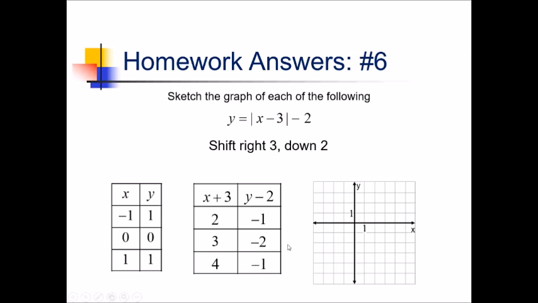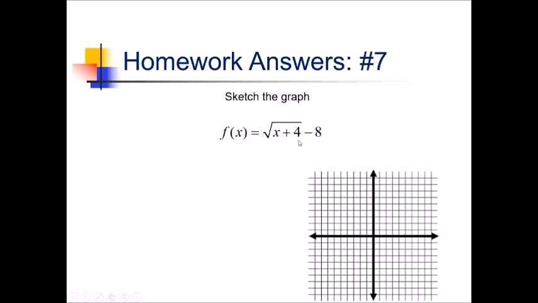Now I'm just going to plot these over here on the graph. So we have 2, negative 1. 3, negative 2, and 4, negative 1, and let's draw the absolute value shape with those 3 points.